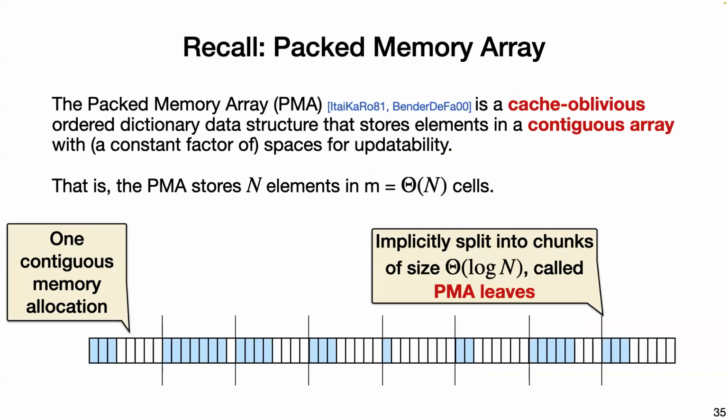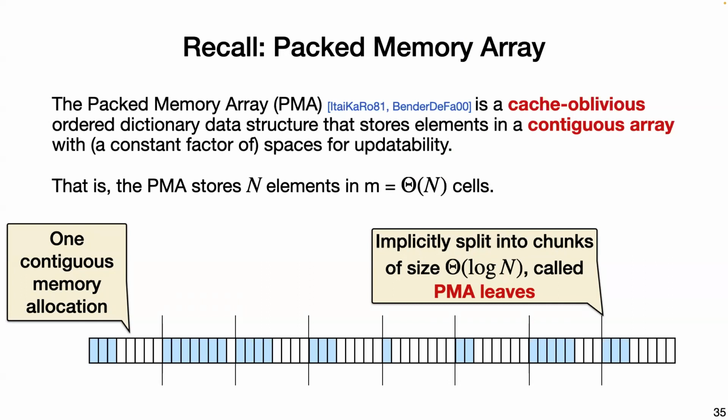I think we talked about this when we were doing cache-friendly data structures, but we can go back through it. The packed memory array, or PMA, is a cache-oblivious ordered dictionary data structure that supports elements in one contiguous array allocation with a constant factor of empty spaces for updatability. So this is kind of what you were talking about earlier. Like, can you put the empty spaces? Turns out that yes, there's a data structure based on this idea.